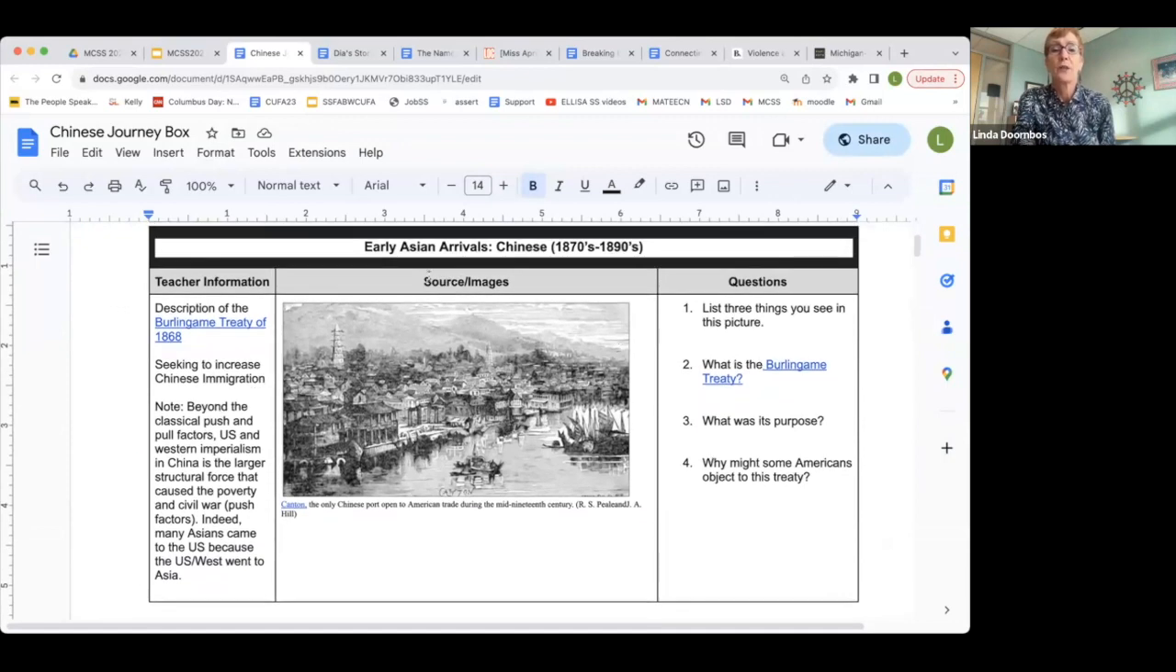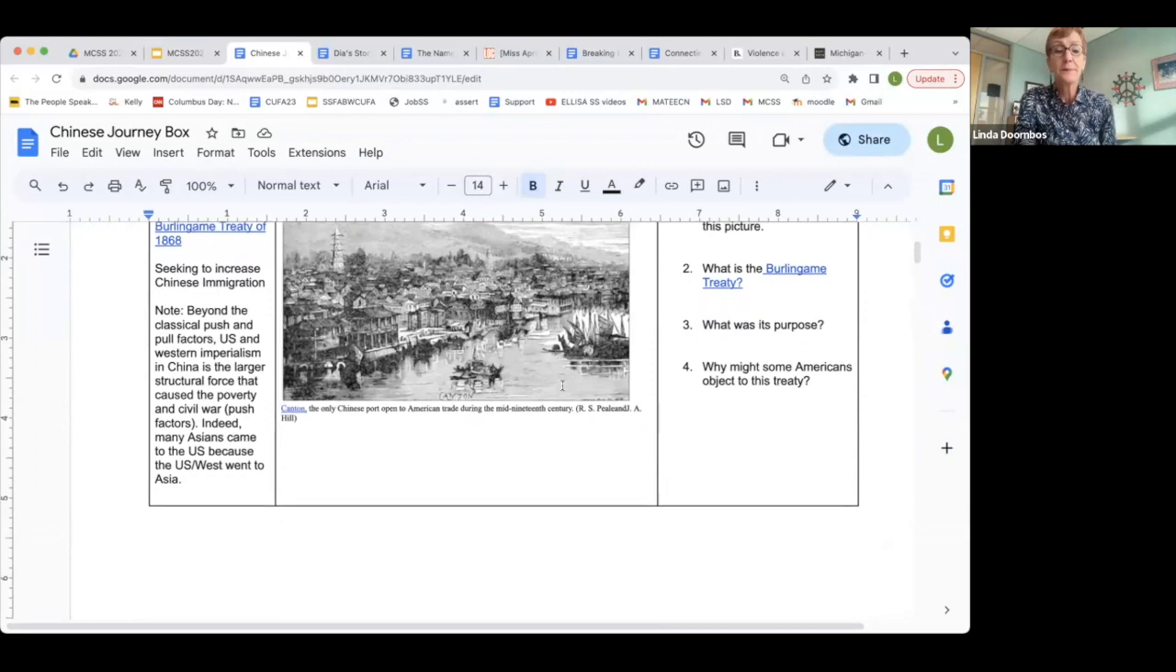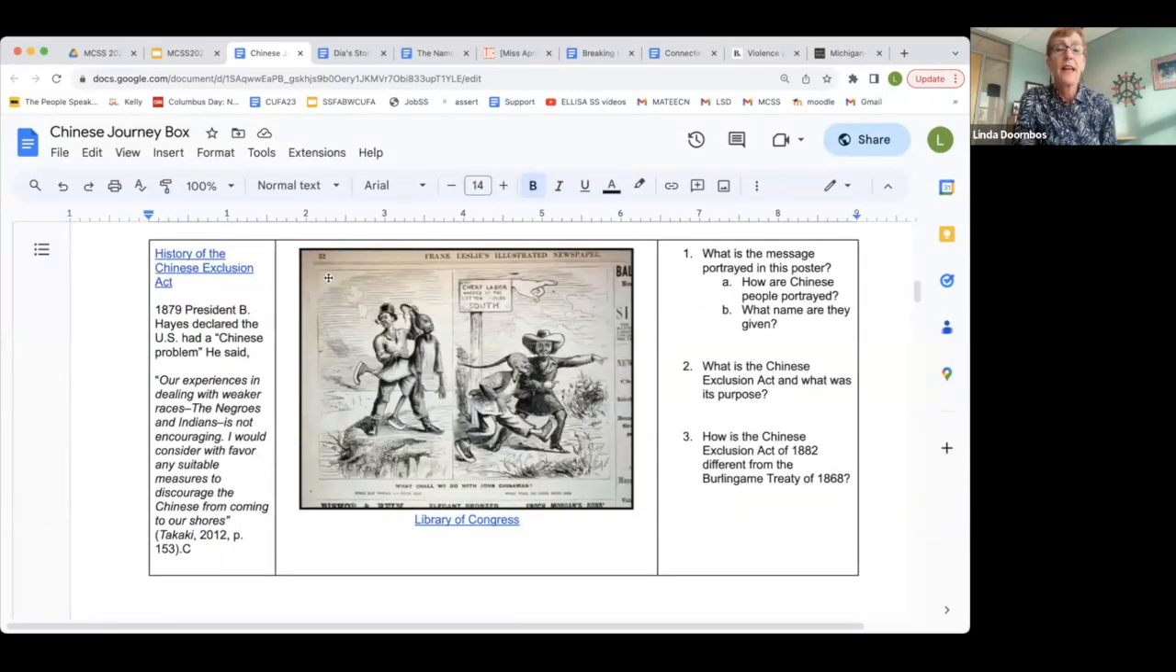So here's how early Asian arrivals came through a treaty. Then talking about how many of the Chinese came through California and were working on the railroads. And then when we no longer needed them, saying, the white dominant narrative of the United States, where all of a sudden when we were done, we wanted to send them back to where they were from.